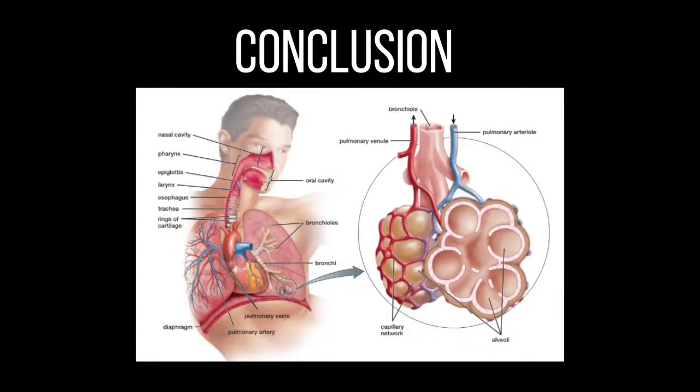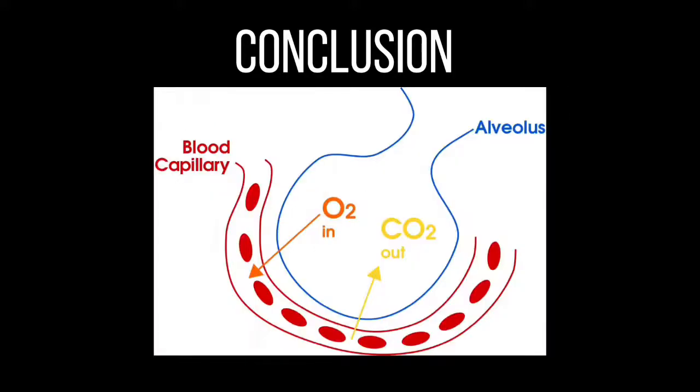Number 2. The respiratory system has different structures that help facilitate gas exchange. Without any of these structures, gas exchange would not even be possible. Like the epiglottis, without this structure, food could enter the lungs and damage the entire system.